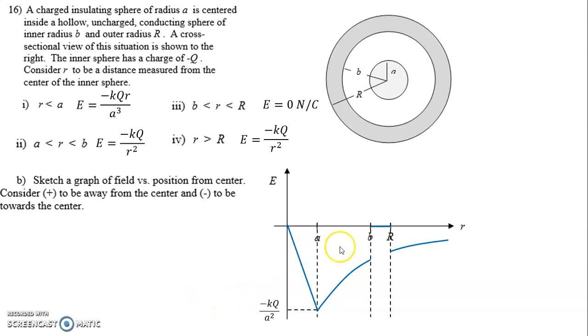By that same token, what's the field going to be at letter B? Well, at letter B, we're basically just looking at the field from this point charge, which, I mean, it's not a point charge, but it's acting like one. And so it's just going to be negative kq over b squared, where we just look at this right here and put b in for r. And what about over here? Well, we just put capital R in for little r, so that's going to be negative kq over capital R squared.